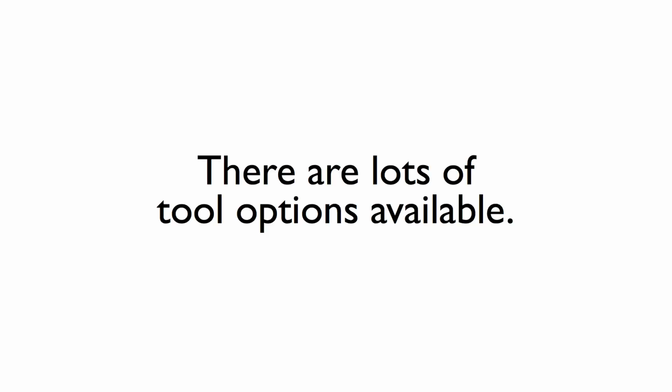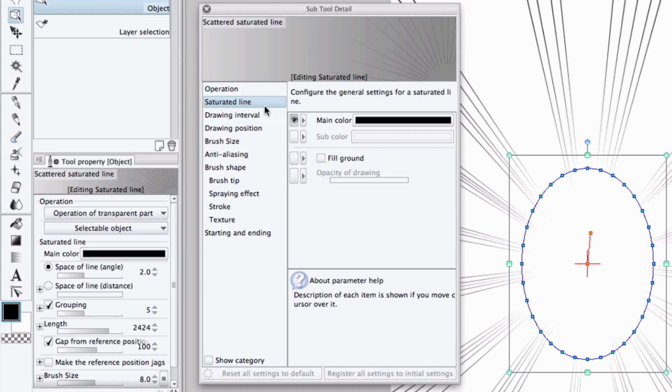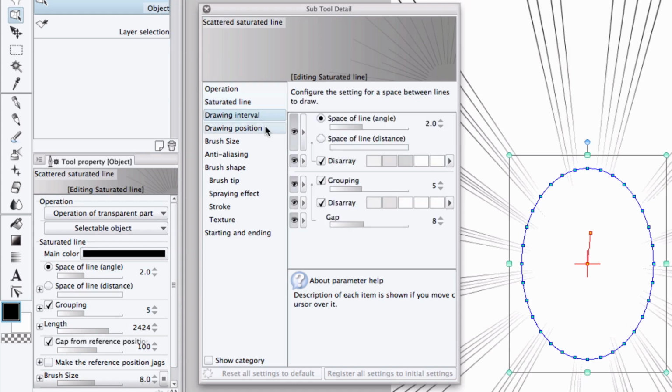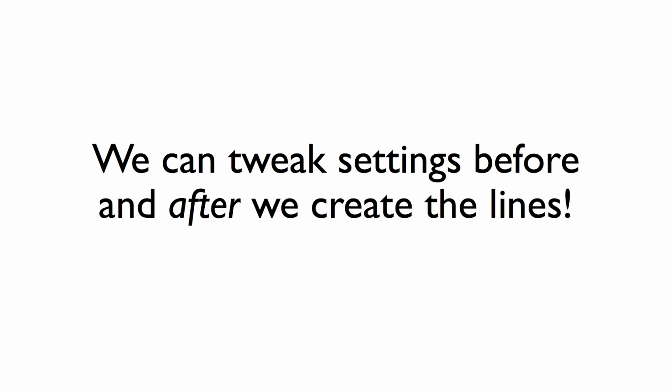So as you can see, you have a lot of options to tweak your stream and saturation lines until they look exactly how you want them. Now even better, if you find that they still didn't come out quite right, you have many of the same options available when you switch over to the Object Select tool. Its subtool settings has most, if not all, of the same options I covered earlier. So not only can we tweak our settings before we create our lines, we can tweak them afterwards as well.